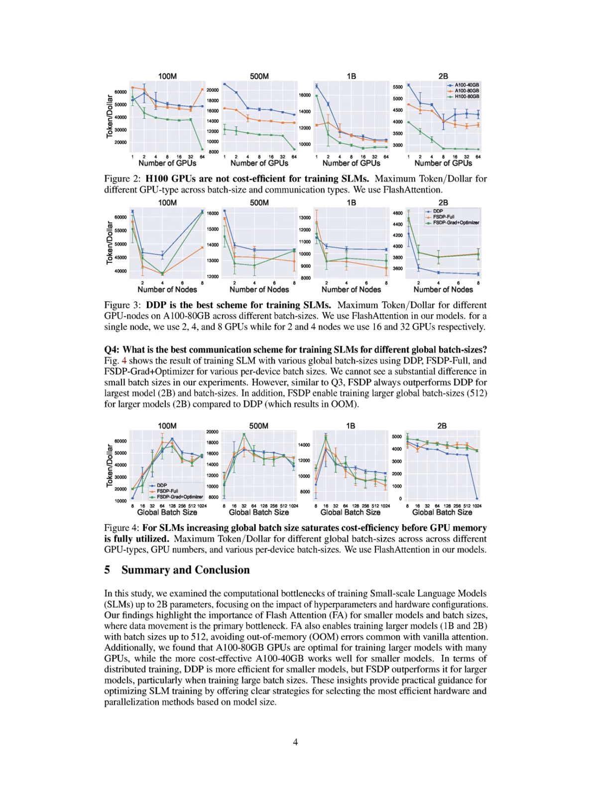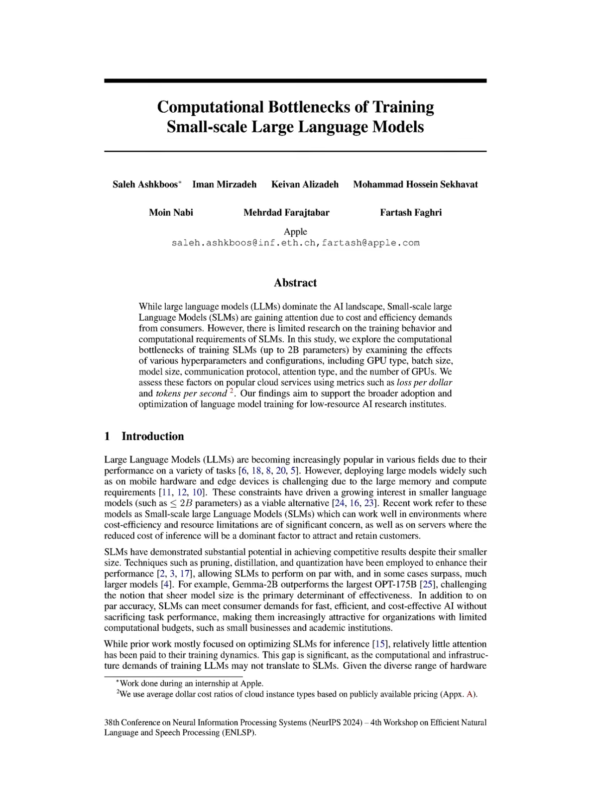The experimental design includes running multiple trials, at least 3, for each setup, with each trial consisting of 10 training steps, allowing for the calculation of average performance and error bars. Additionally, the study explores different GPU types, A100-40 GB, A100-80 GB, H100-80 GB, and communication schemes, DDP, FSDP, across various batch sizes to assess their impact on training outcomes. This comprehensive approach ensures robust conclusions regarding the computational bottlenecks and cost efficiency of training small-scale large language models.